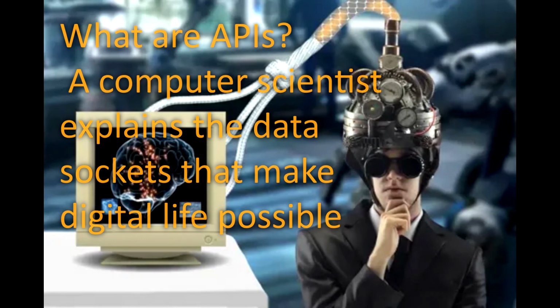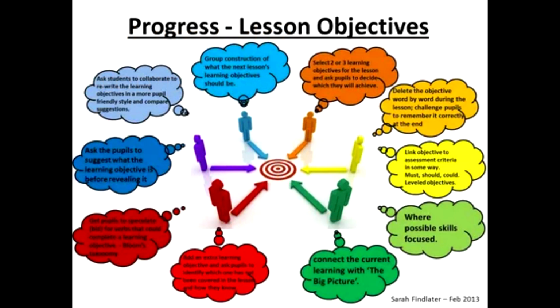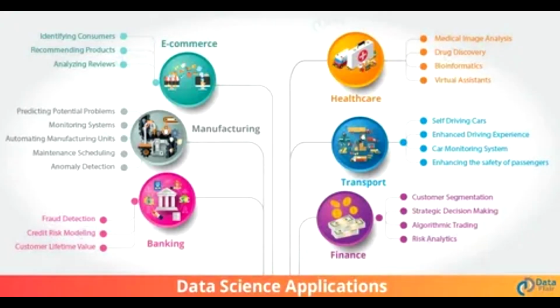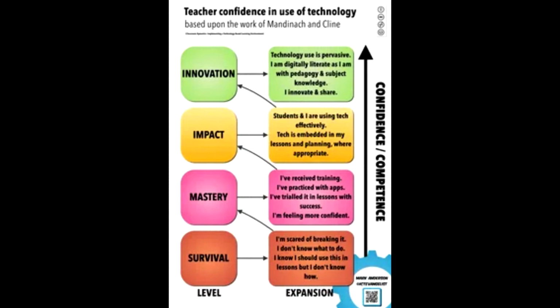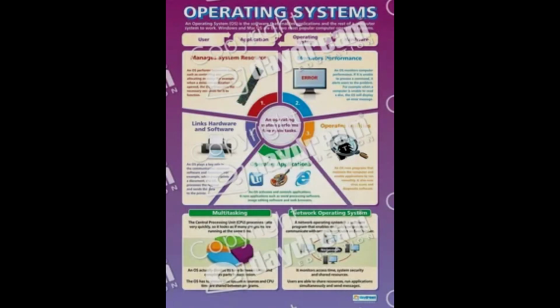What are APIs? A computer scientist explains the data sockets that make digital life possible. APIs, or application programming interfaces, are the gateways to the digital world. They link a wide array of software applications and systems. APIs facilitate communication between different software systems and so power everything from social media share buttons on web pages to e-commerce transactions.